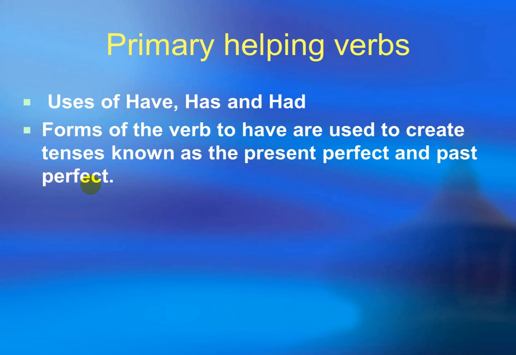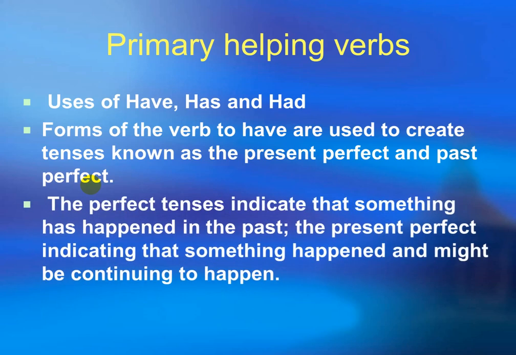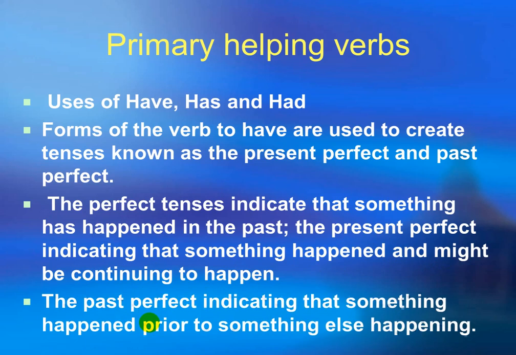طبعا والأزمنة دي مفترض إن هي قد مرت عليكم قبل كده، ولكن كمعلومة سريعة نسترجع معنى الزمن واللي بيعبر عنه. The perfect tenses indicate that something has happened in the past. بيعبر عن حدث قد حصل في الماضي. The present perfect indicated that something happened and might be continuing to happen. أو ممكن يعبر عن حدث وقد يكون مستمر في الحدوث. ده استخدام ال present perfect، معلومة سريعة يعني.